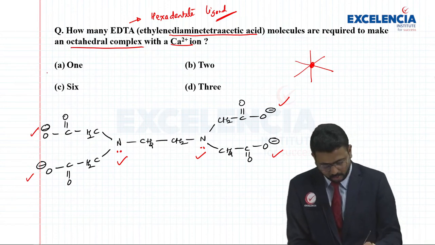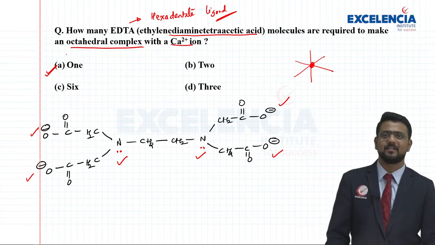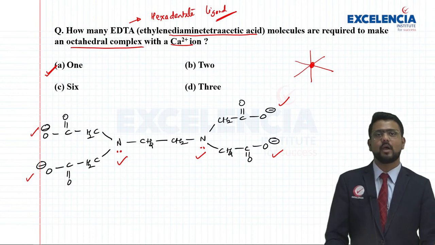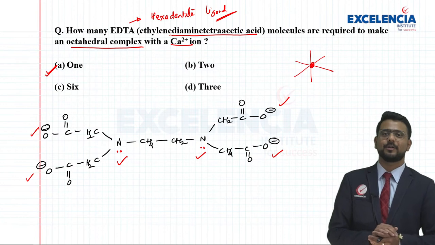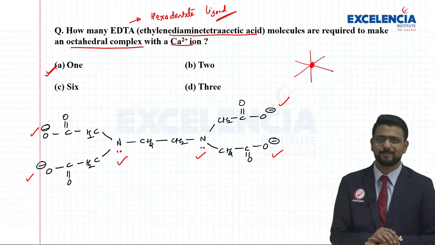That's the reason your answer should be A, right? Because in an octahedral complex, you are going to have 6 electron domains, 6 coordinate bonds, which will be formed by only one single molecule of EDTA. I hope this is clear.